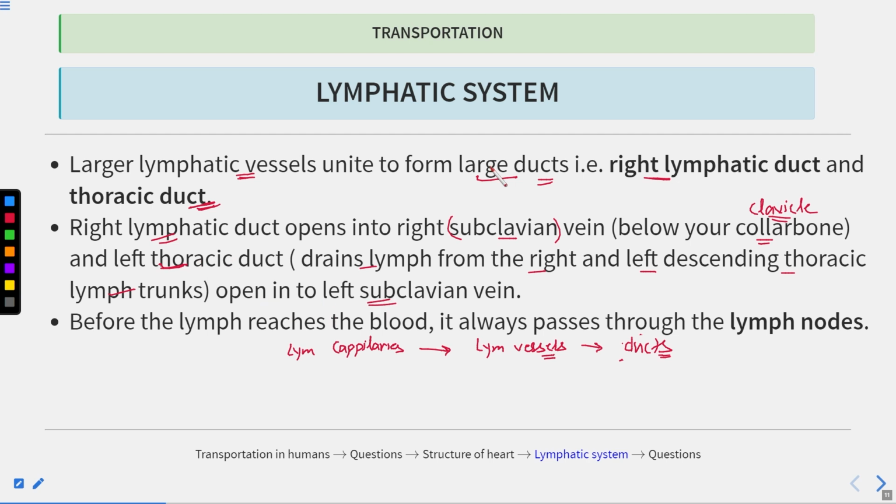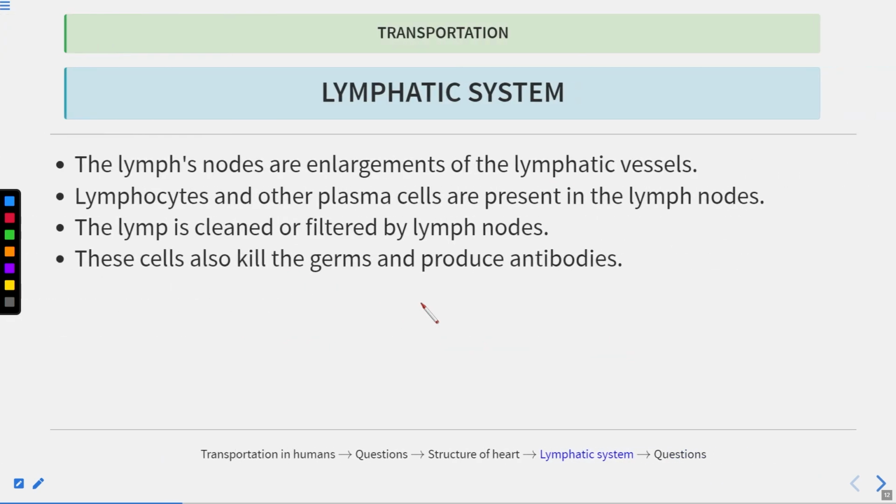So there is one right subclavian vein and one left subclavian vein. The right lymphatic duct opens into the right subclavian vein, and the left thoracic duct opens into the left subclavian vein. Now, before the lymph reaches the blood, it always passes through the lymph nodes. So lymph nodes are also a part of the lymphatic system.